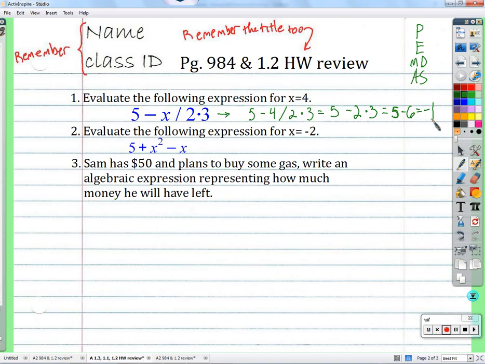So, yes. Divide and multiply give the same preference, just whichever one comes first, meaning most to the left. And it does make a big difference. If we did do the 2 times the 3, we'd get negative 4 divided by 6. We'd have negative 2/3, right? It is something different. So we do have to agree on something. We could agree to do the multiplication first, but we didn't. So, left to right. Let's do this next one.